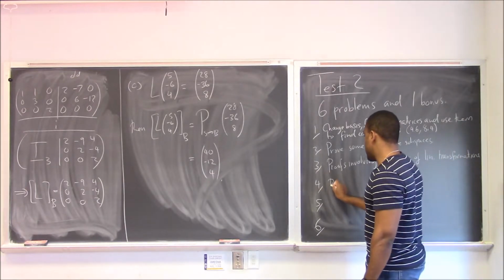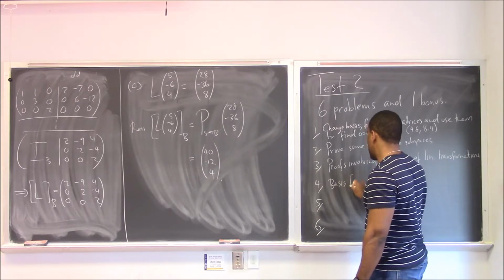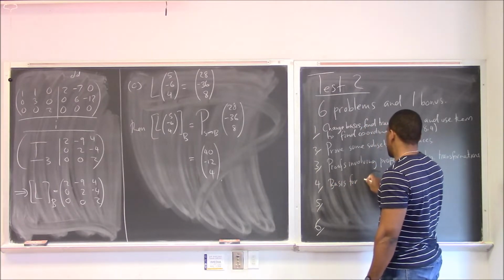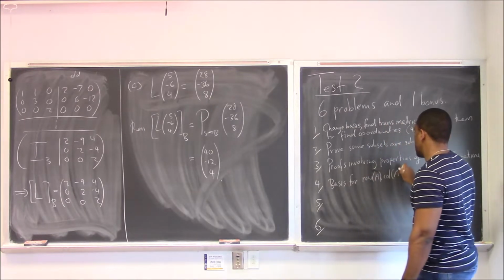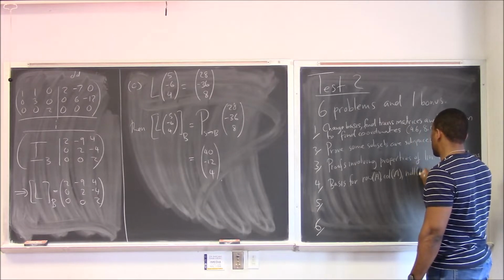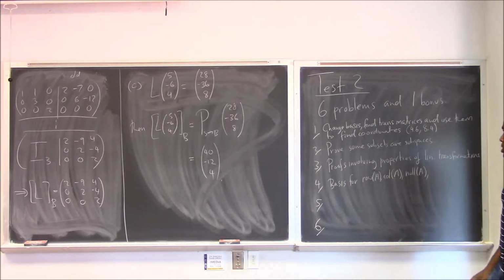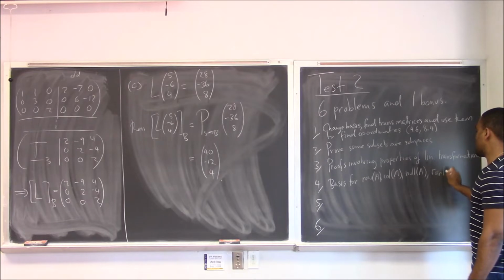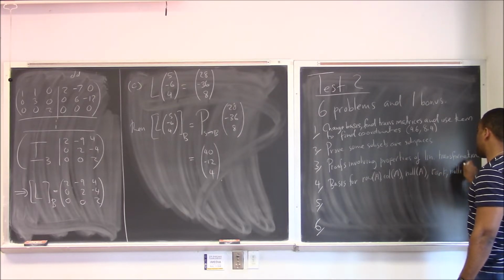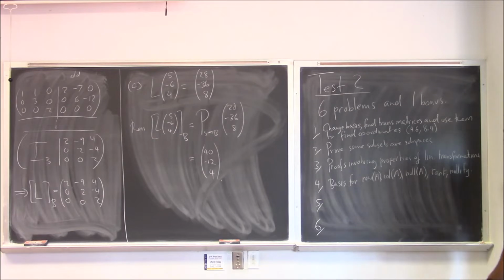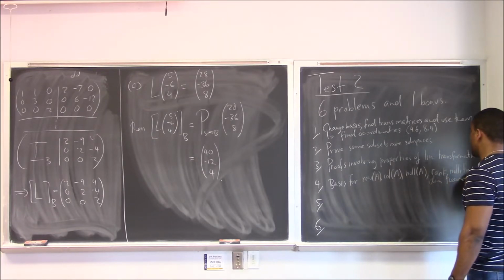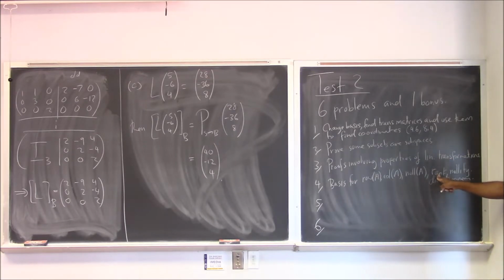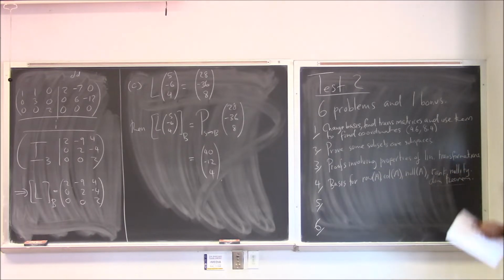For problem 4, I'll ask you to find bases for the row space, column space, and null space of a matrix. Also to talk about the rank and nullity and the dimension theorem for matrices. So know what the rank means, how to find it, what the nullity means, how to find it, and their relationship, which is given by the dimension theorem.